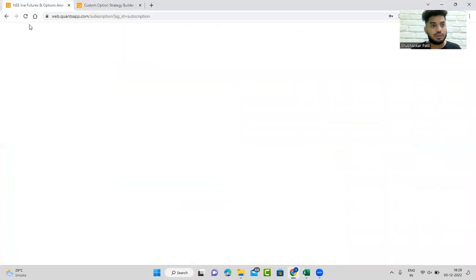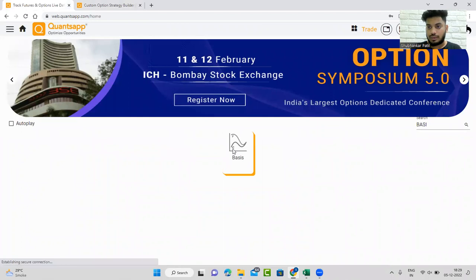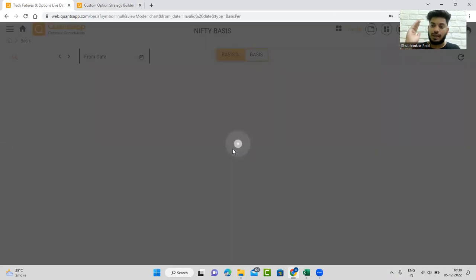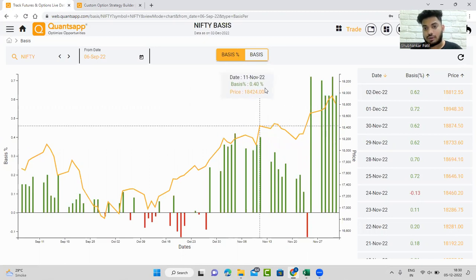If you just look at the basis tool, it is nothing but the difference between the futures and the spot price. The difference between futures and spot is shown to us in basis. So wherever you see green, it is showing you that the futures were trading above the spot. Wherever you see a red line, that tells you that there was backwardation happening. The futures were trading below the spot price. So you can navigate to the basis tool. The green is telling you that the futures were above the spot, and the red is telling you that futures were below the spot.